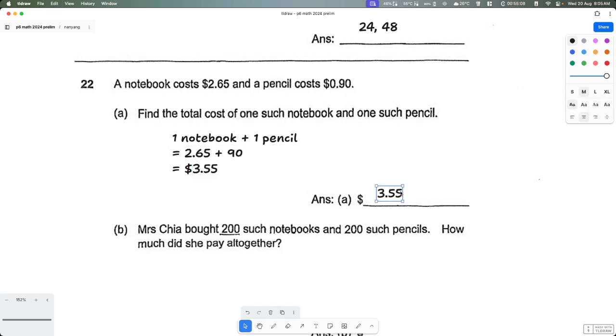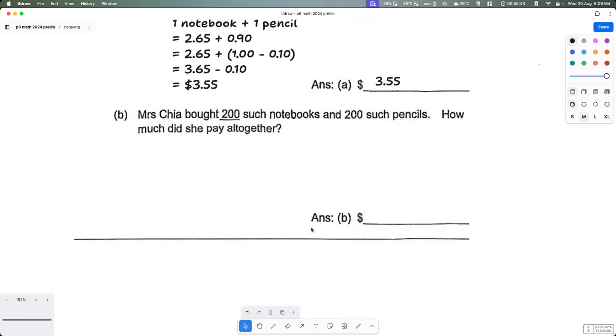If you want to know how to calculate this, it's the same as 2.65 plus 1 minus 0.10, because 90 cents is 0.90, which is 1.00 minus 0.10. So that means it's basically 3.65 minus 0.10, which is $3.55.